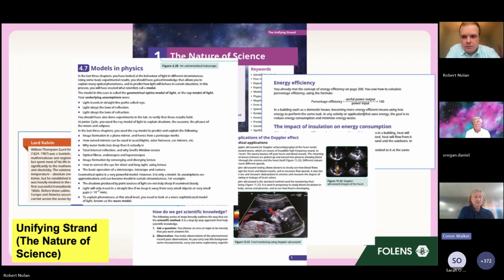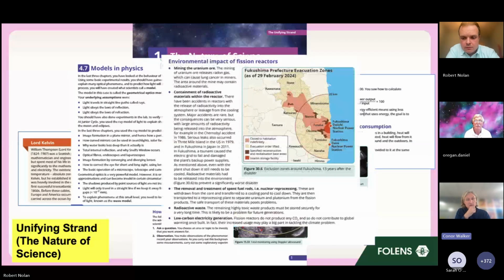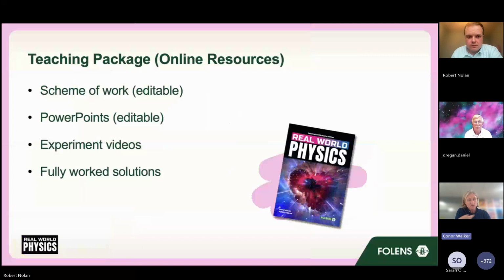And then models, this is just an example of us discussing the evolution of theories or models in physics, where we moved from a more simplistic ray model to a more complicated, sophisticated model of waves, when we understood that there were limitations to the ray model, and further investigations were done to test that. And then this is just an example from, I think, the nuclear chapter, which covers the environmental impact of a fission reactor. So it's threaded throughout every chapter of the book. On the online side, we then offer also a scheme of work, which Rob gave some snapshots of there.